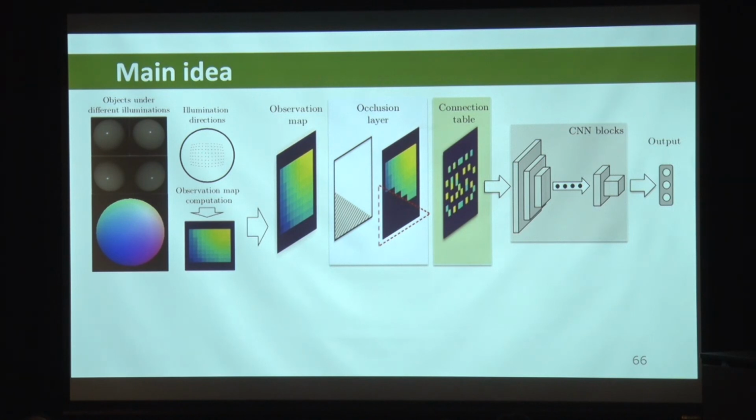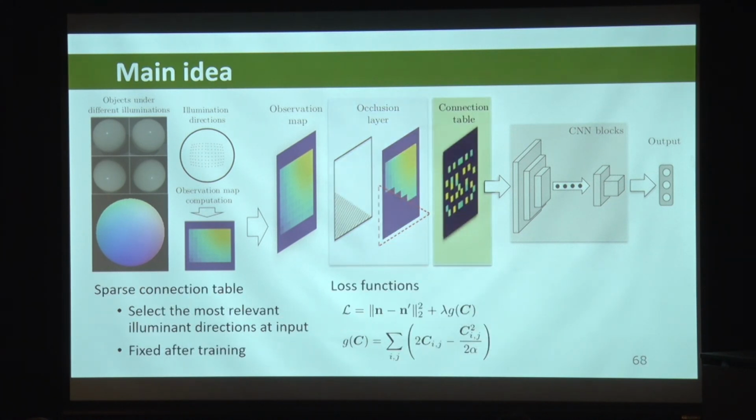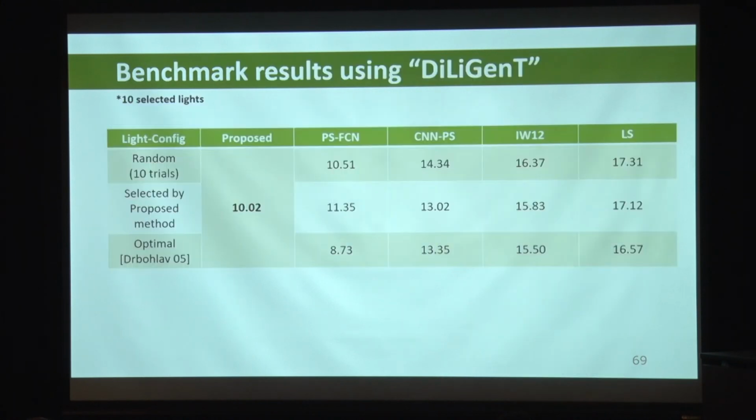This paper is in CVPR 19, and what they want to achieve is a reduction. Because you have a dense set, this is still based on the observation map, but you want to select the optimal set by reducing most of them. So they propose a connection table by solving an optimization, where they constrain the loss function to optimize sparsity. Finally they choose an optimal set of lights, and can achieve a 10-degree error with only 10 lights.